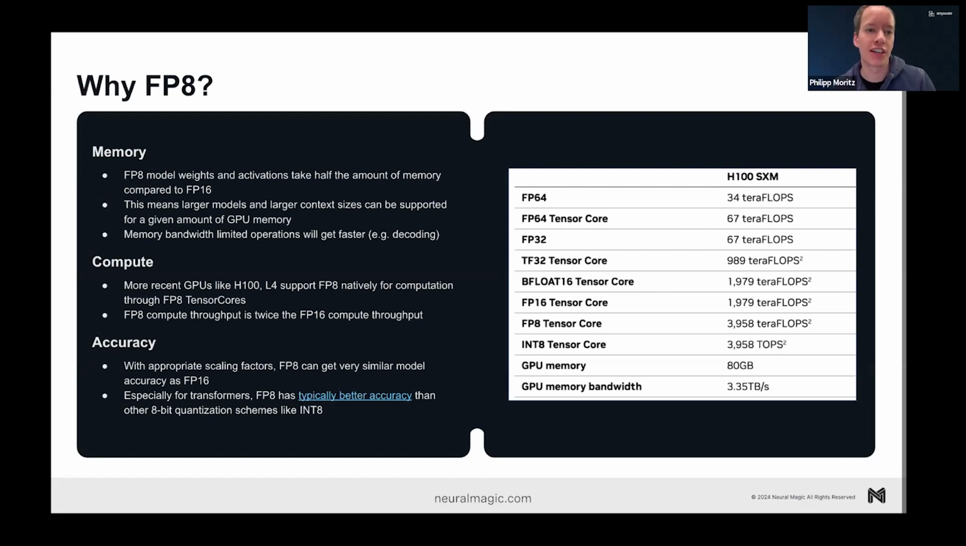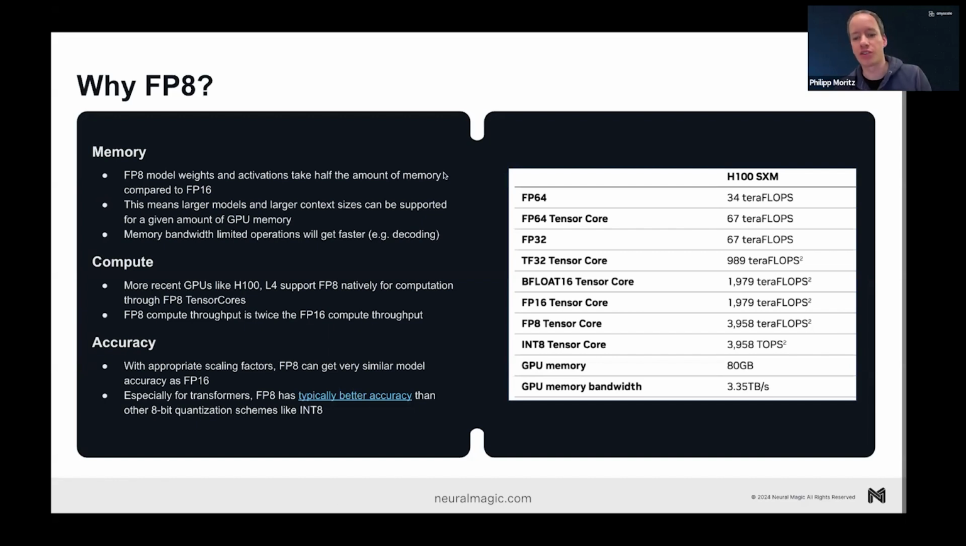On the compute side, actually, the recent GPUs all have native support for FP8 computation. So the computation will also get faster. Like H100s support FP8, L4 support FP8, MI300 supports FP8. And the FP8 compute throughput is twice the amount of the FP16 compute throughput.